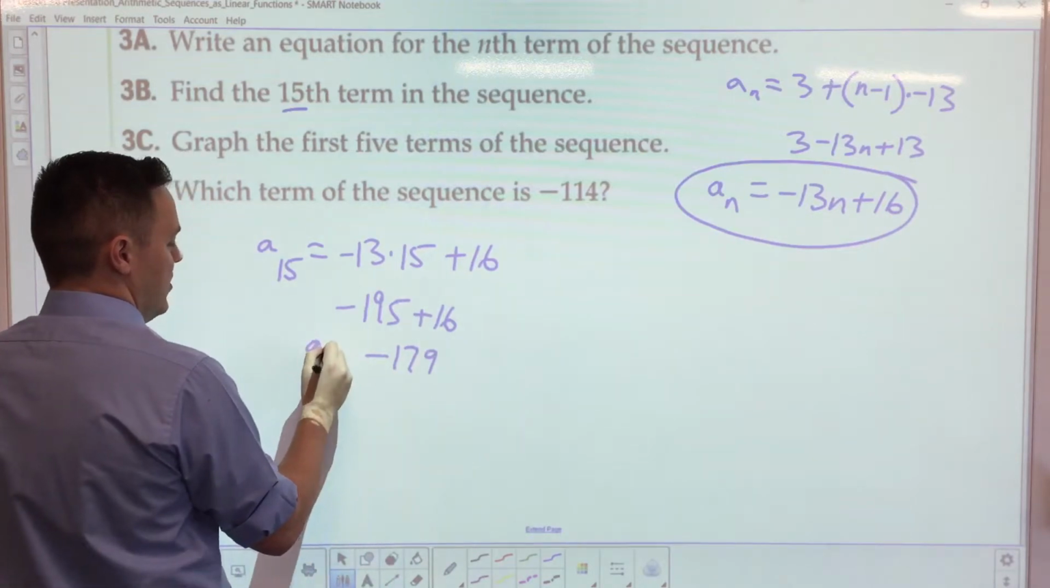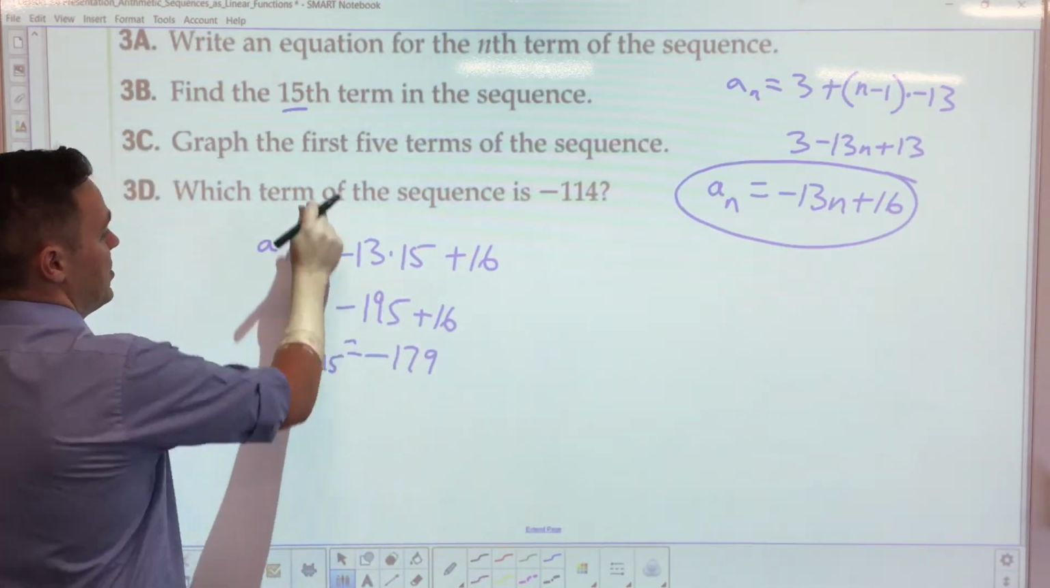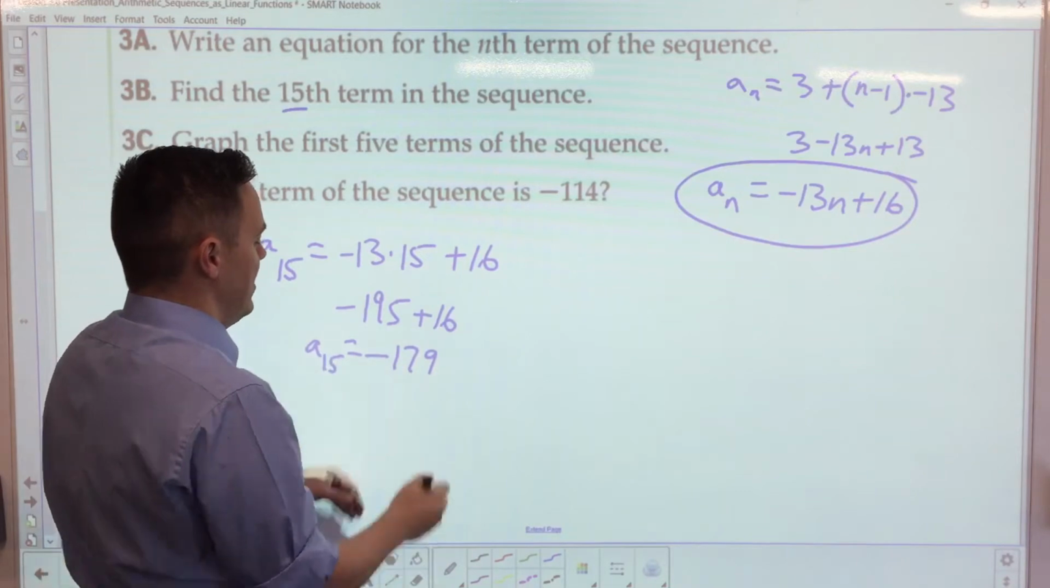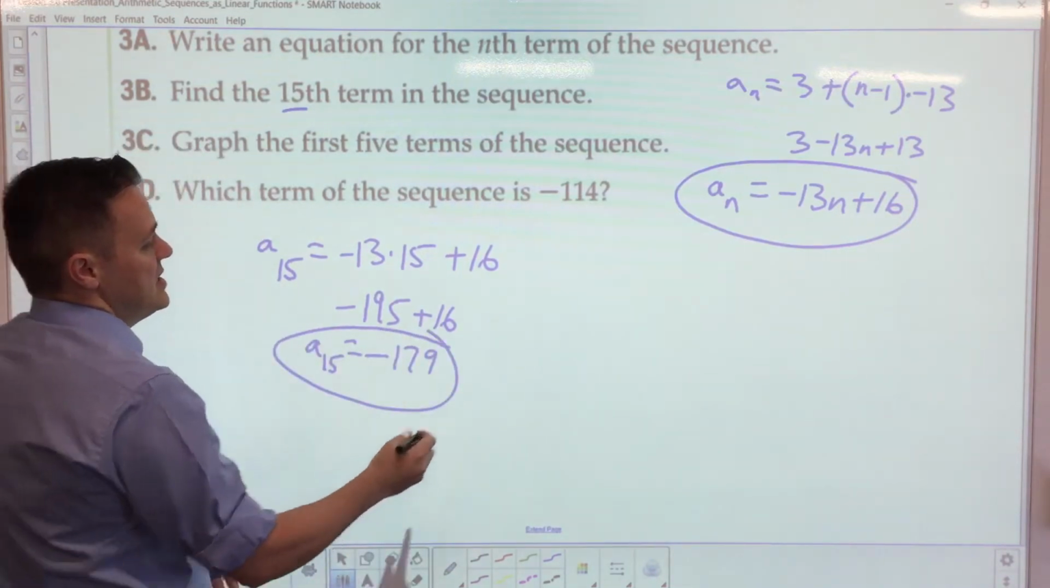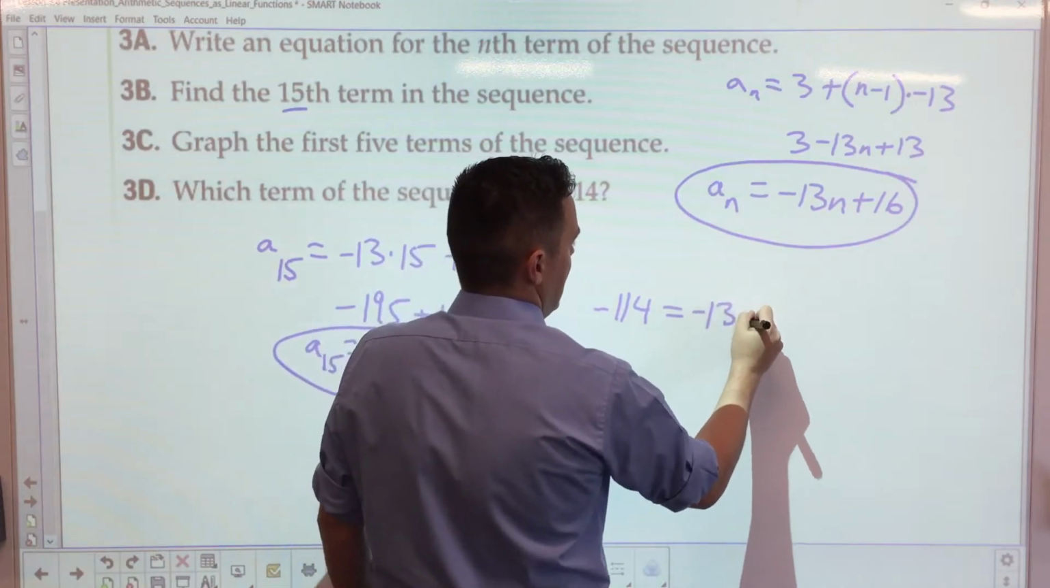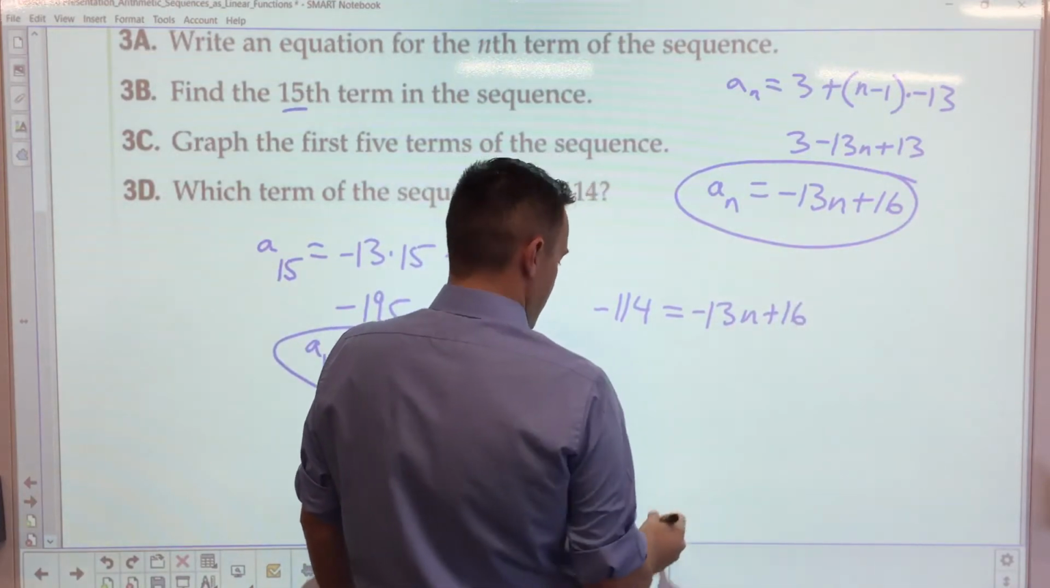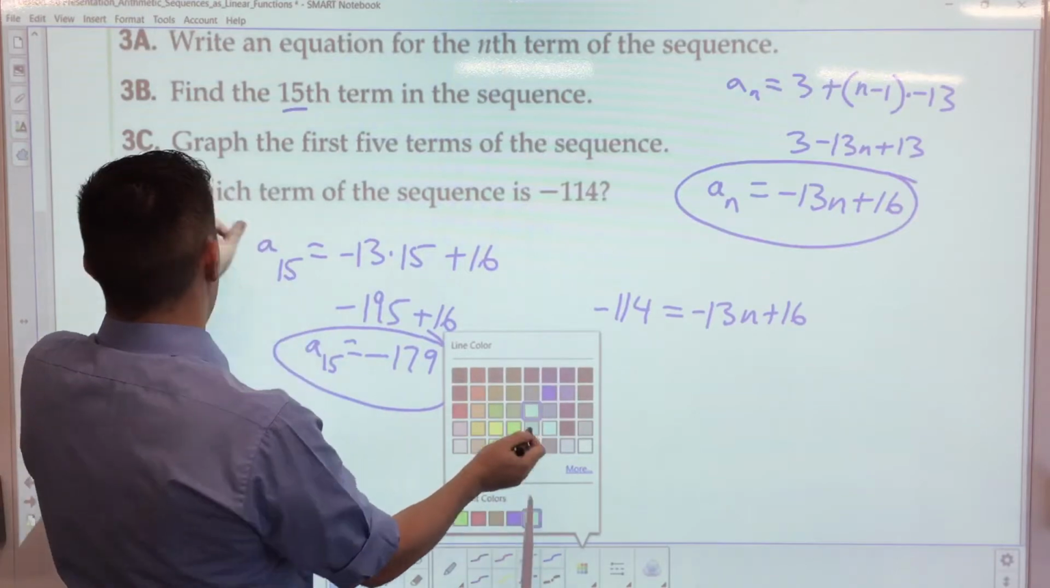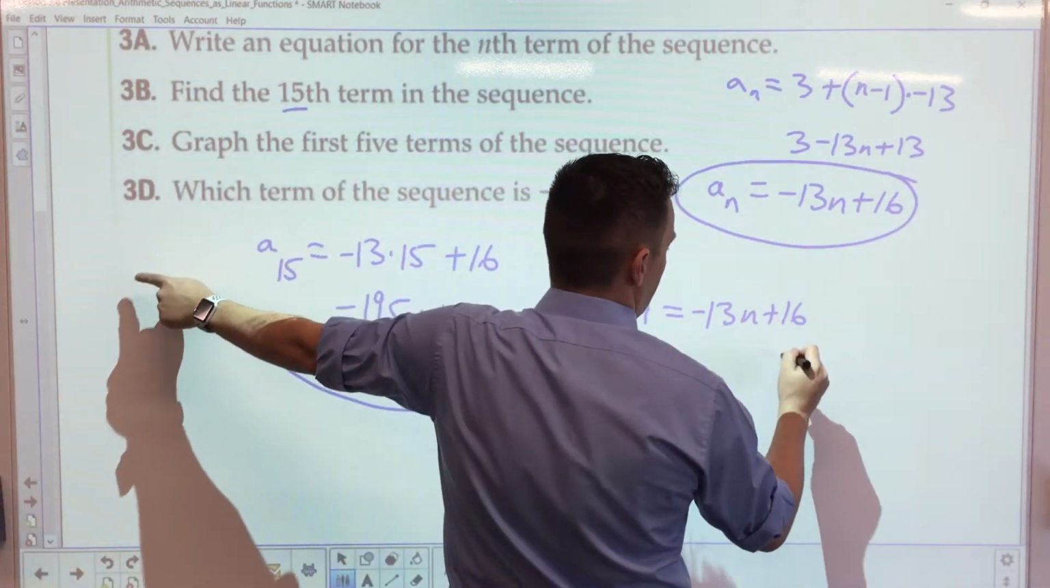179. All right, there we go. So the 15th number in this sequence here would be negative 179. Same setup: minus 114 equals negative 13n plus 16. So now you do that simple math to find out the letter D part.